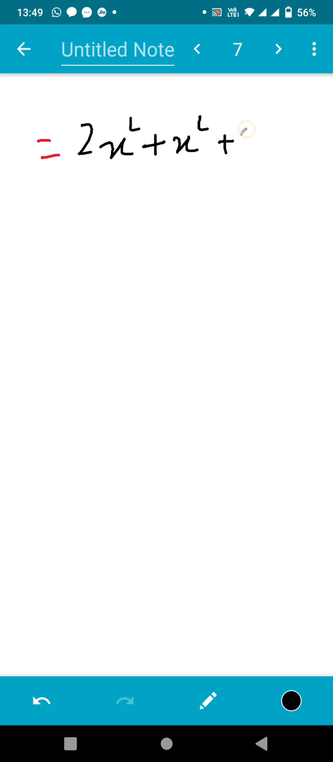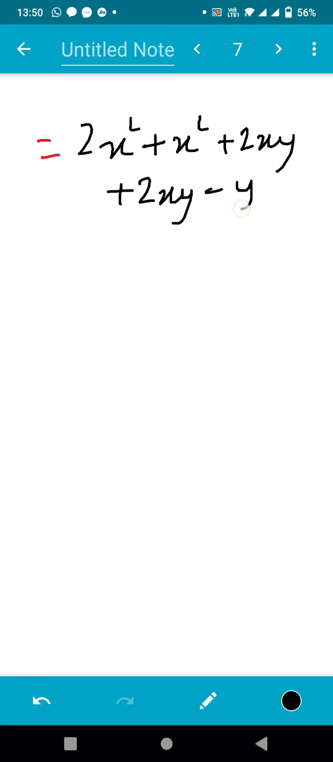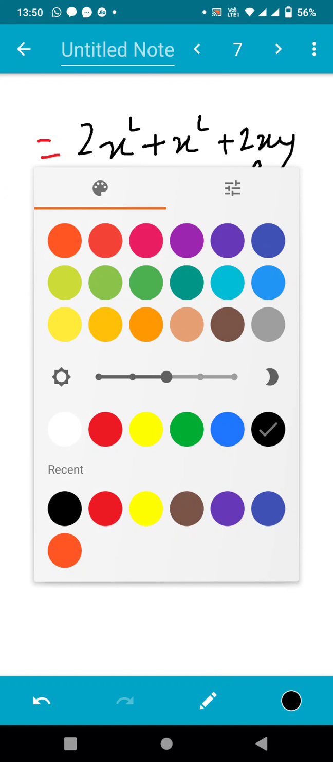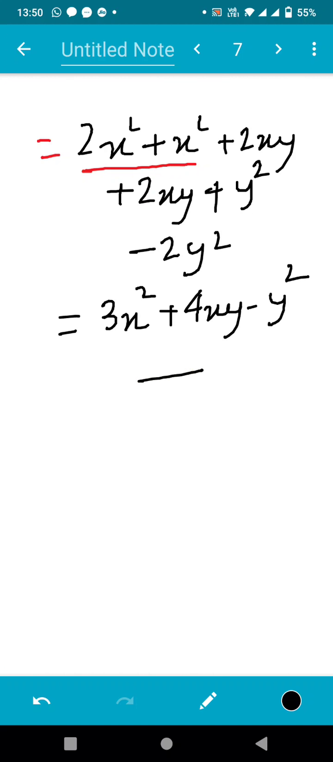So it will be plus 2xy plus 2xy, and then we'll write plus y square, isn't it? So that is plus y square with minus 2y square. Okay. So we'll try to solve all the like terms individually. What would be the answer of this one? 2x square plus x square would be 3x square. Okay. Plus 2xy plus 2xy will give you plus 4xy, and plus y square minus 2y square will give you minus y square. Fine. So this is your final answer.